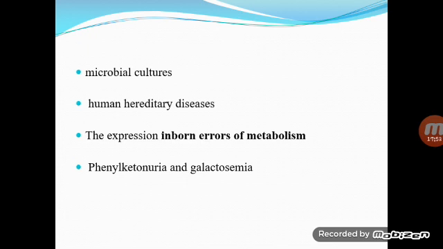Although microbial cultures are used for experimental indication of biochemical mutations, we should note that many human hereditary diseases are biochemical mutations defective in some step of cellular chemistry. So human hereditary diseases are due to some kind of biochemical mutations.